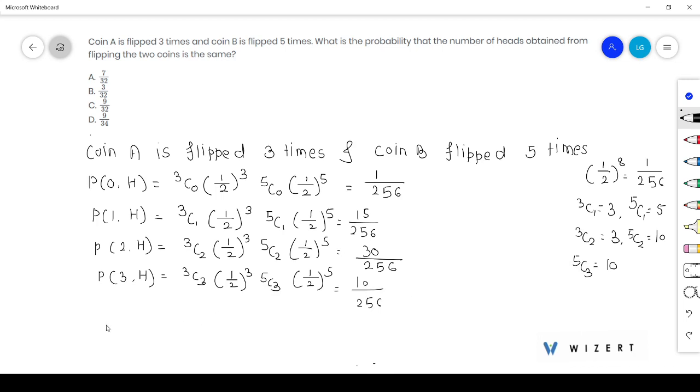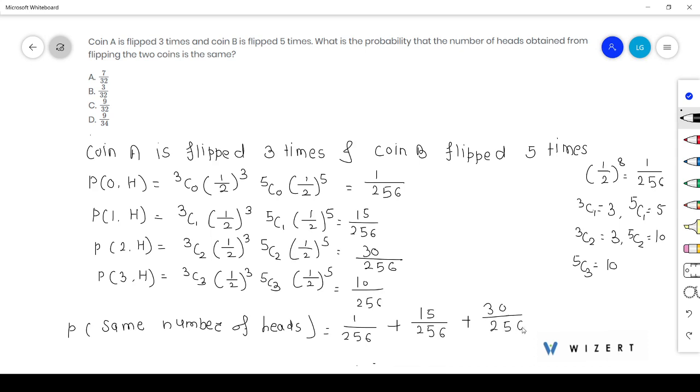Now the probability of the same number of heads is the probability of getting no head, it means 1 by 256, plus the probability of getting exactly one head, it means 15 divided by 256, plus the probability of getting exactly two heads, it means 30 divided by 256, plus the probability of getting exactly three heads, it means 10 divided by 256.